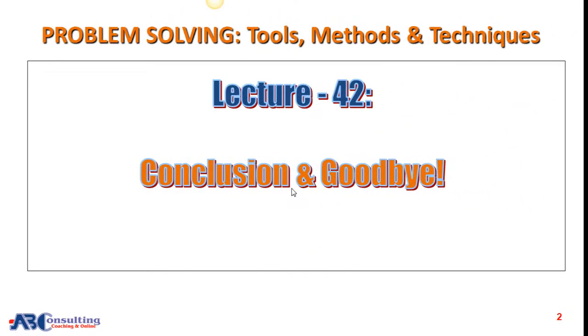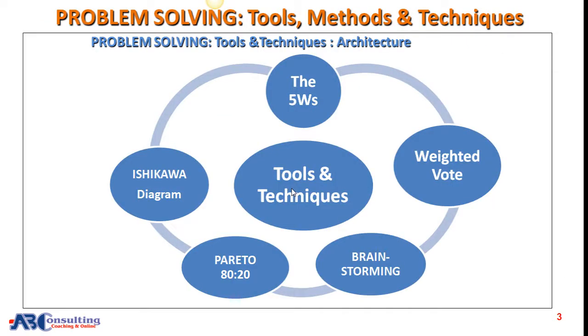Here we are, lecture 42, conclusion and goodbye. That's what we've started off with, looking at the tools and the techniques that are going to help us solve our problems. Tools, methods and techniques that analysts and consultants use. We have covered the 5 W's. We have covered the Ishikawa diagram, the weighted vote, the brainstorming, the Pareto, the 80-20 rule.